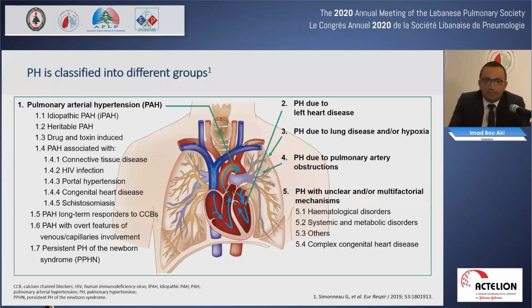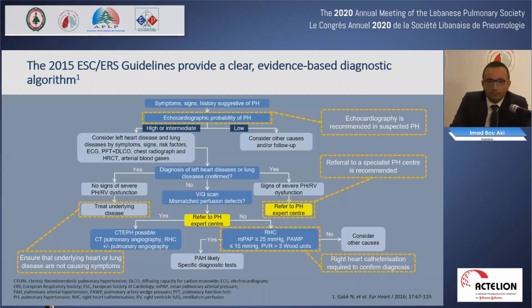Now, obviously, the classification did not change. It's still the same. We have 5 categories, and today I'm going to talk about the pulmonary arterial hypertension part, which is type 1: the idiopathic, heritable, drug toxins, associated with connective tissue disease, HIV, portal hypertension, congenital heart disease, etc., as you can see on the left side of the slide. I'm not going to go into details about classification. It's not the purpose of our talk.